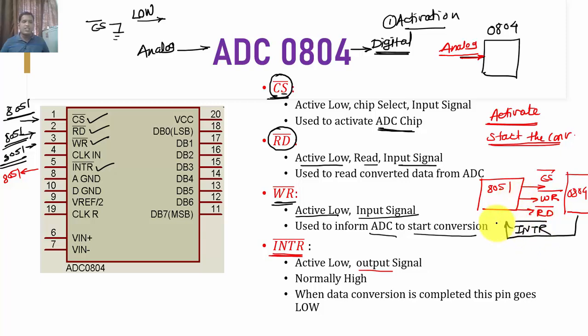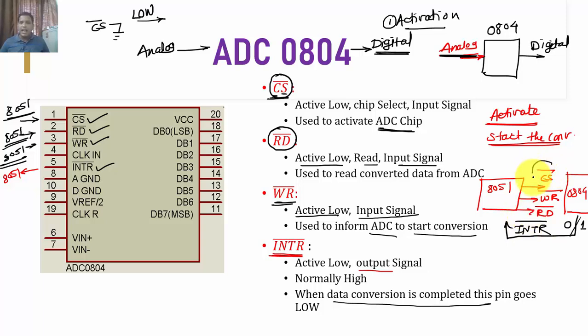And this is generally active high. Normally it's a high signal, right? When the data conversion is completed, this pin goes low. That means by default the status of this pin is 1. At the moment it changes from 1 to 0, we predict that whatever analog quantity was present at the input side is completely converted into digital format.